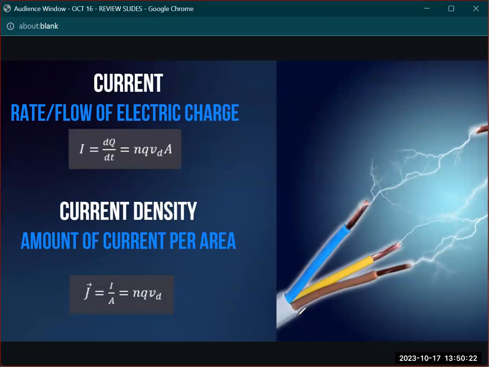We have current, flow of electric charge. It's just the change in charge over the change in time. Tapos, its standard unit is amperes. Can be calculated through the number of electrons times the charge times the drift velocity times the area. Thus, we can get its current density by dividing the current by the area, getting this equation.